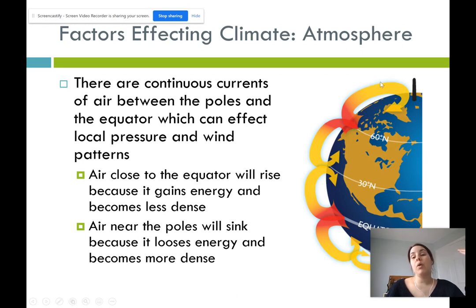On the other hand, near the poles, where it's really, really cold, there's less solar radiation, less insolation, that gas is going to cool down, the particles are going to move less quickly, they're going to get closer together, they're going to become more dense, and they're going to sink. So what we see are these patterns of heated air rising up and cooled air falling down. And those cyclical patterns of warm air rising and cool air falling are going to affect, like we said, the air pressure, and also will cause different wind patterns to occur.